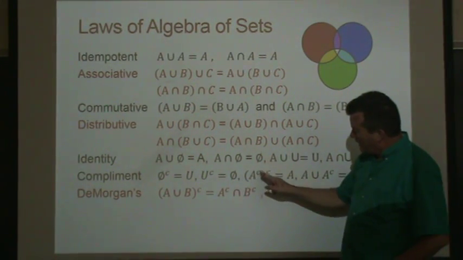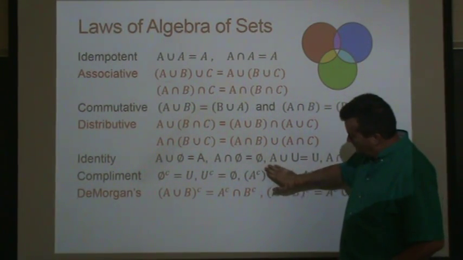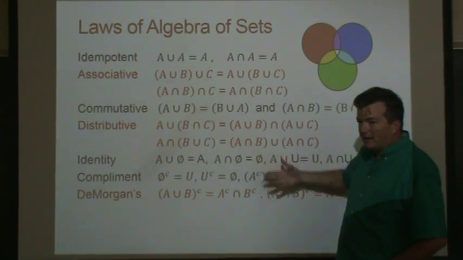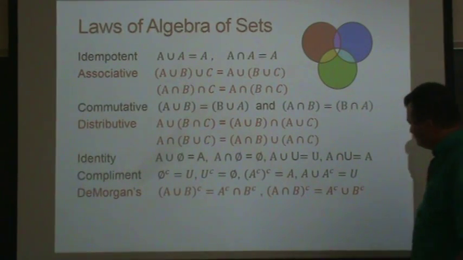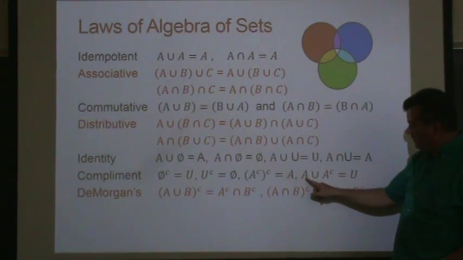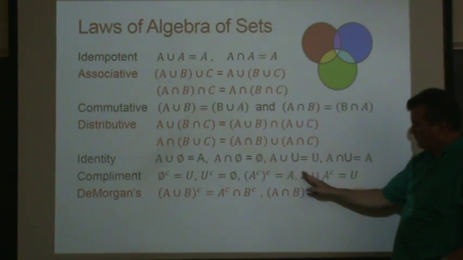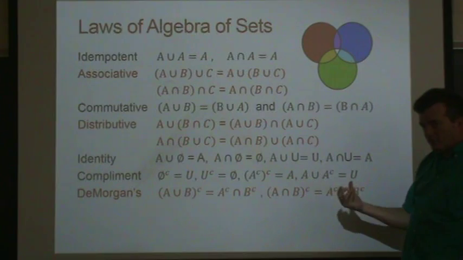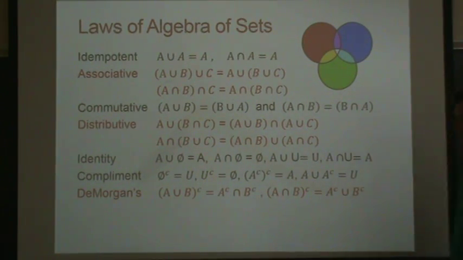If you took a set A and took its complement, which is basically saying everyone who's not in A, and then took the complement of that, you're back to everyone who is in A. And if you union A with the complement of A, where A complement is every member who's not in A, put it all together, you get every possible member.